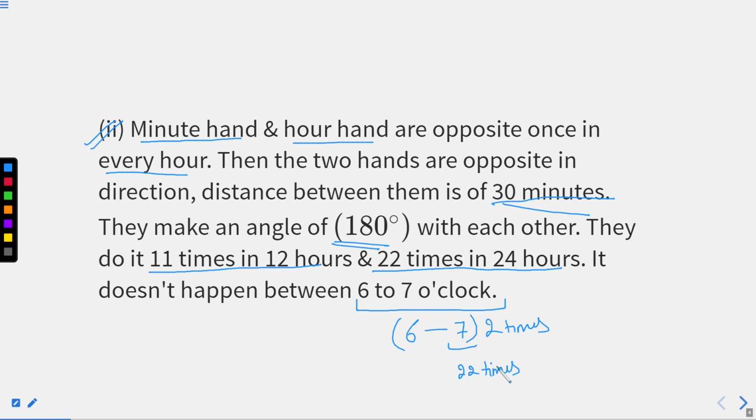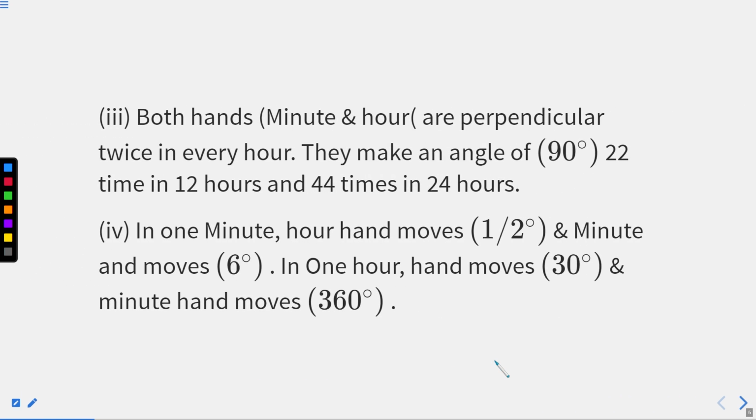I hope this statement is clear to everyone. Now, I am moving to the next statement, that is statement number 3. What statement number 3 states is that the minute hand and hour hand are perpendicular. Now when we talk about perpendicular, it means a 90 degree angle, right?